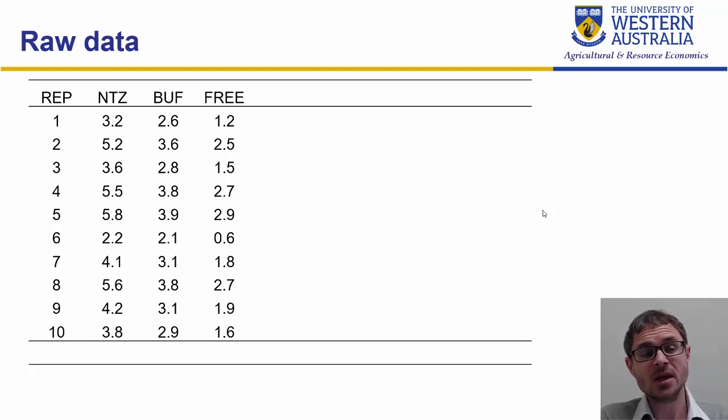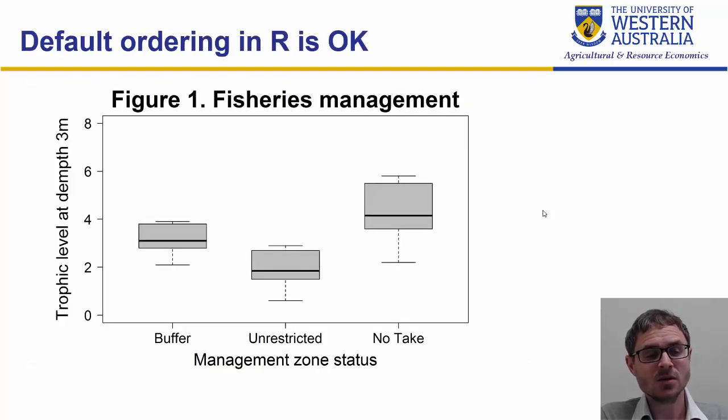The first step is to create a plot. Even though we're ultimately going to conduct a non-parametric test, we're still going to use our standard box plot. So let's have a look at what that looks like. You can see that it does in fact look like the no-take zone might have a little bit higher trophic levels than the buffer zone, and the unrestricted zone lower. But just on that plot, it's not totally convincing. The default plot order in R is going to be fine for you to use. I've got no problem with you doing that, but sometimes we might like to order them.